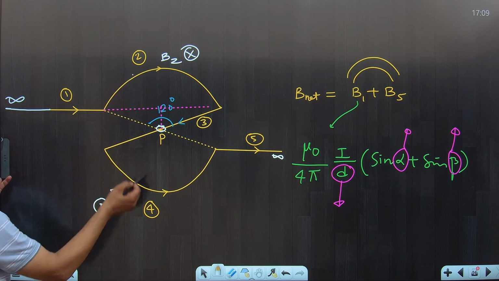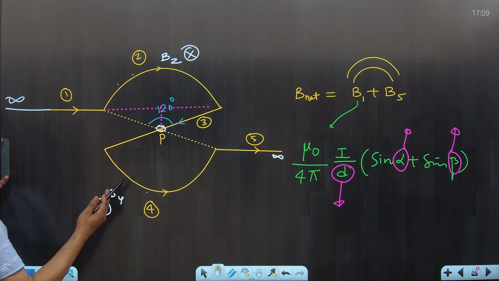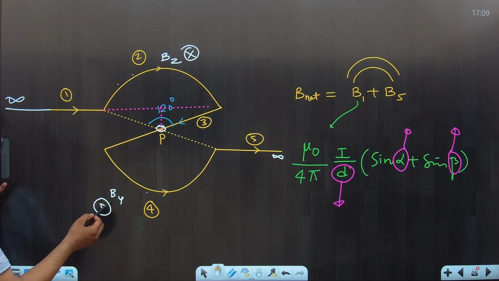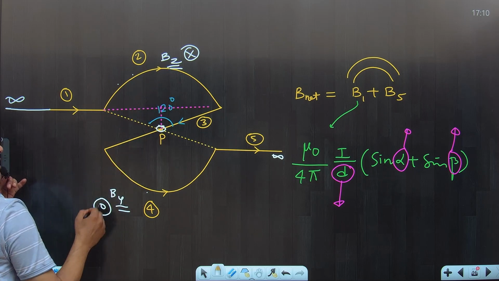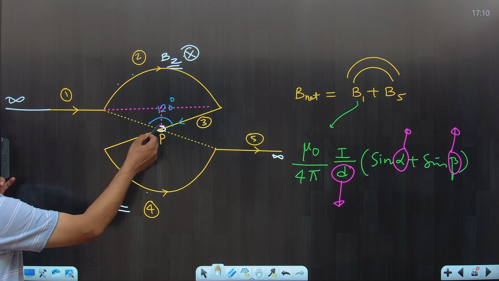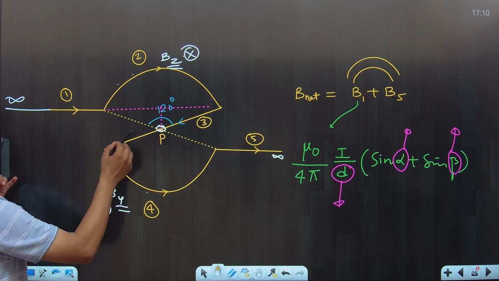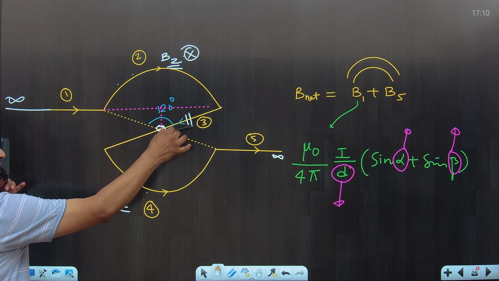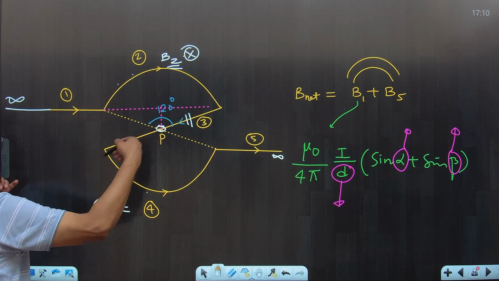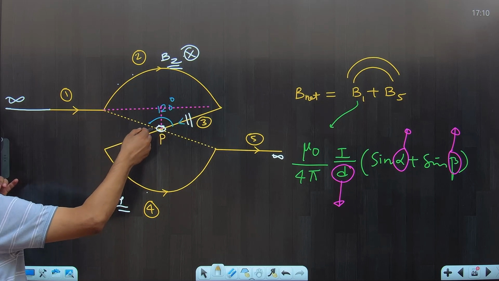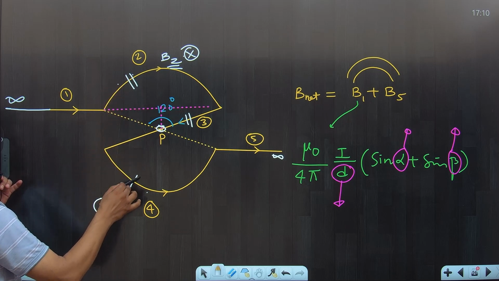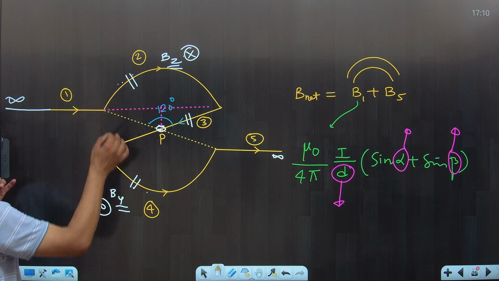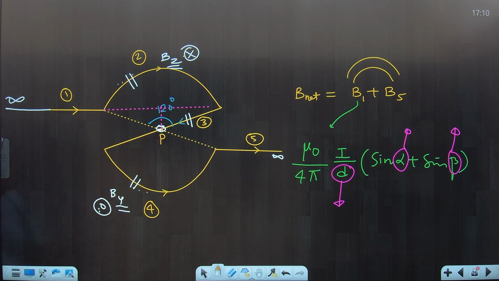But these are symmetrical about this point P, so they will be equal in magnitude. So B4 will be equal to B2, and they are in opposite directions. So the net field at P will be 0. Part 3 is making 0 field because P is on the same straight conductor. B2 and B4 collectively have 0 effect because they cancel out, right?